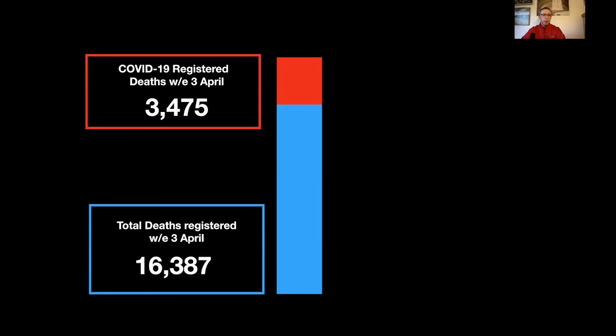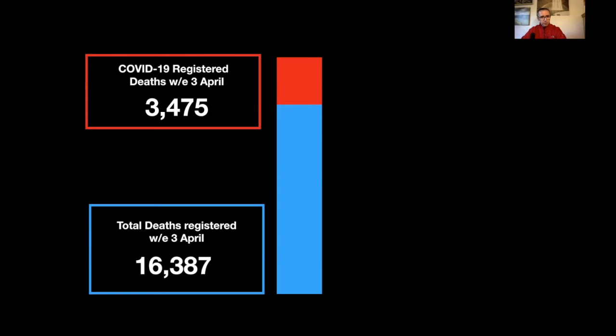Now, in the ONS data, they allow for cases where the clinician, the doctor at the point of declaring death, suspects there's COVID-19, i.e. a test hasn't been carried out, but they suspect COVID-19 was present. Then that will appear on the death registration document, along with any other cause of death that's noted at the time. So the 3,475 includes deaths where a COVID-19 test was carried out, but also includes deaths where it was suspected.